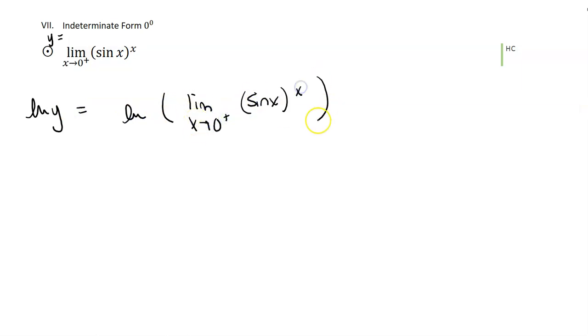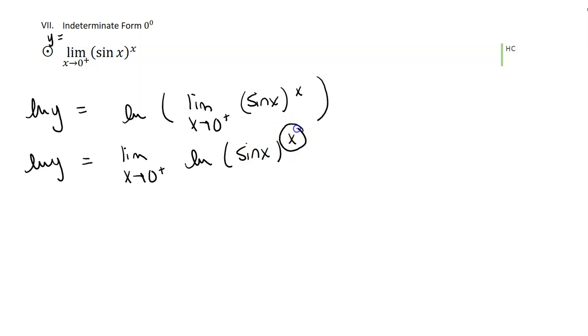This problem is going to work very similarly. We have the limit as x approaches 0 from the right of sine of x to the x power. Sine of 0 is 0, and obviously x is approaching 0 as well. So we're going to let this be equal to y, and I'm going to take the natural log of both sides. So we'll have the natural log of the limit as x approaches 0 from the right of sine x to the x power. And then just like before, I'm going to swap the limit and the natural log. I'm going to use the power rule to bring this x out front.